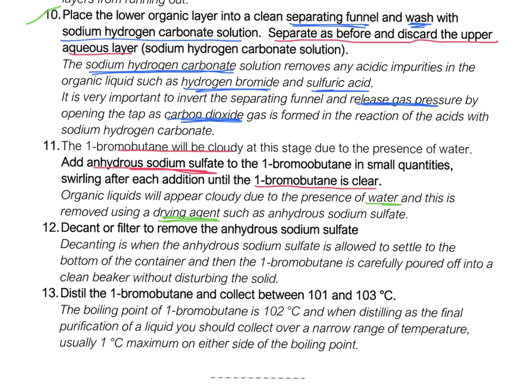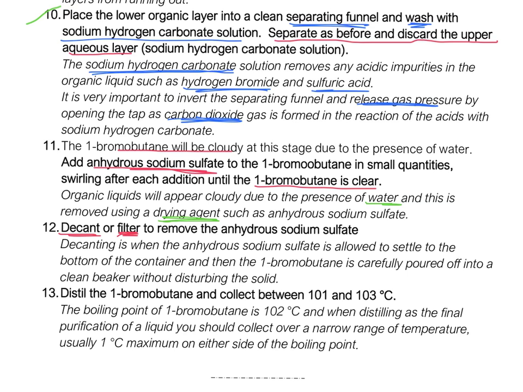Anhydrous sodium sulfate is a powder, and so when we've added it, we need to get rid of it. And rather than do that with a separating funnel, because it's a solid, we need to use either filtration or decanting to get rid of the anhydrous sodium sulfate.